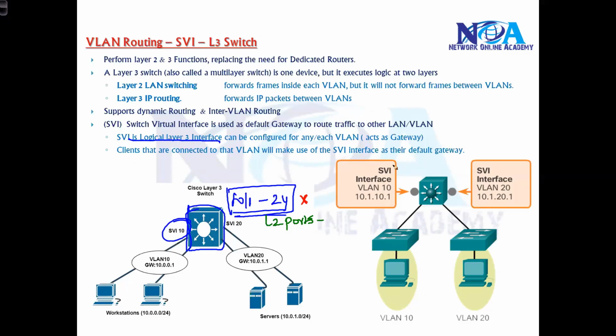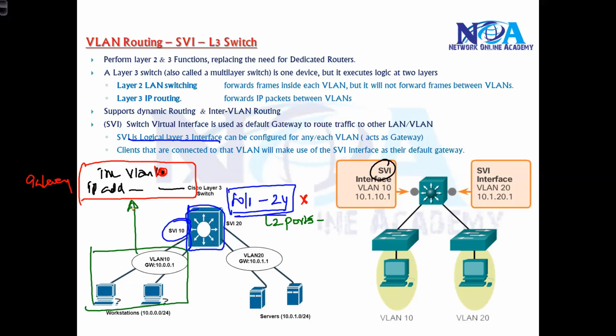Instead of that, I'll be creating an SVI where I'll go to interface VLAN 10, and I'm going to assign the IP address to VLAN 10. So now this VLAN interface, VLAN 10, will act as a gateway for all the users of VLAN 10. This will be the gateway. Now this VLAN 10 is not a physical interface, so we call it SVI, switch virtual interface, or simply a logical interface.